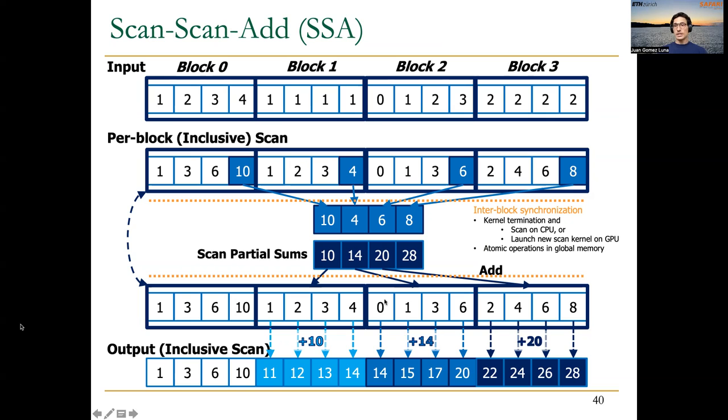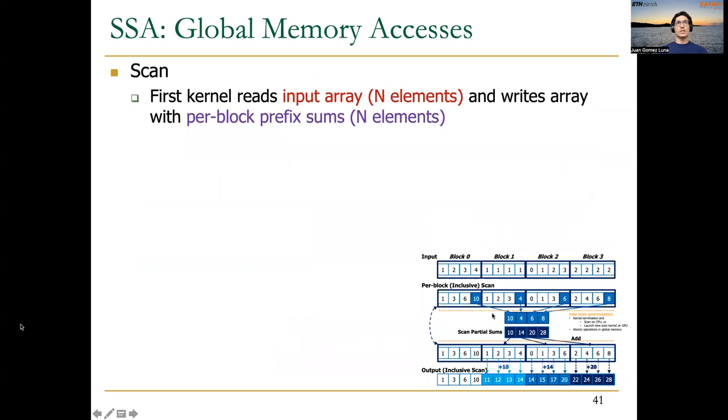this algorithm. This algorithm, by the way, is called scan-scan-add for the reason that we first do a scan operation, the second stage is a scan operation, and the final step is an add operation. So in the first step, in the first scan, we are reading the entire input array. Let's assume it has n elements, n being very large, and we perform the per-block inclusive scans. Because there is an inter-block synchronization that requires terminating the kernel, we need to write the output to the global memory. So we would be writing n elements as well, corresponding to the per-block prefix sums.